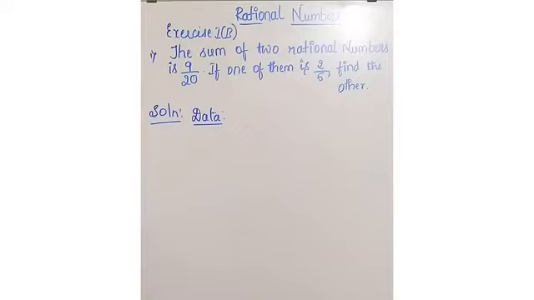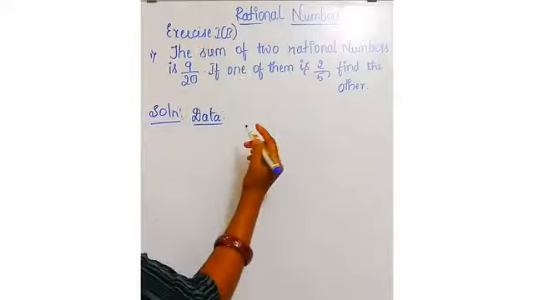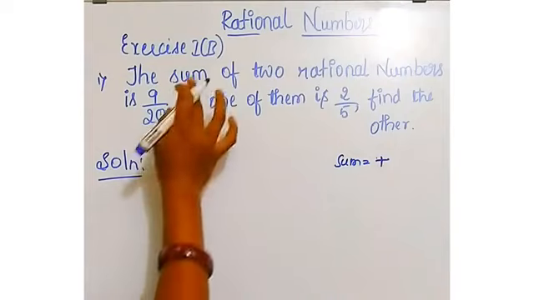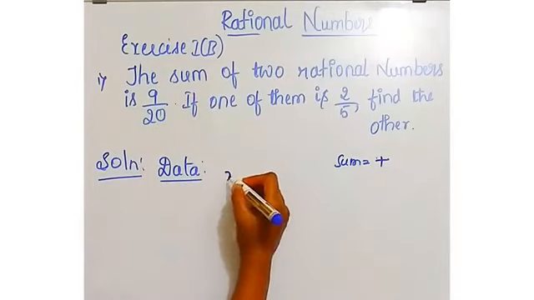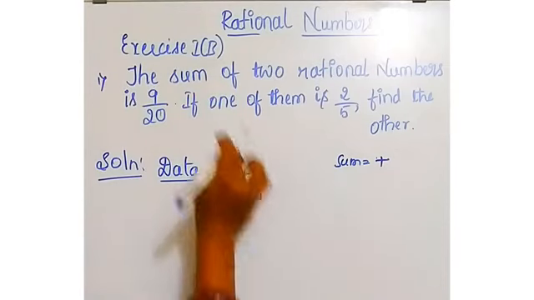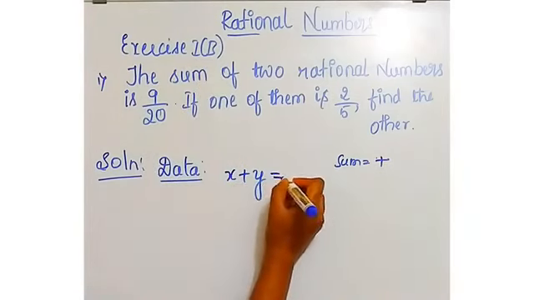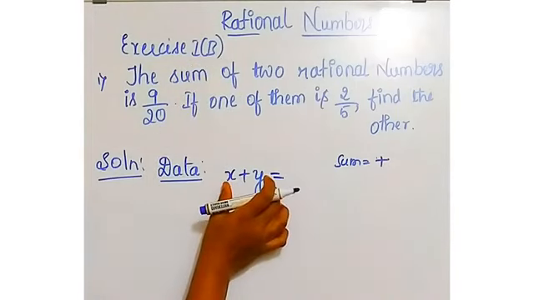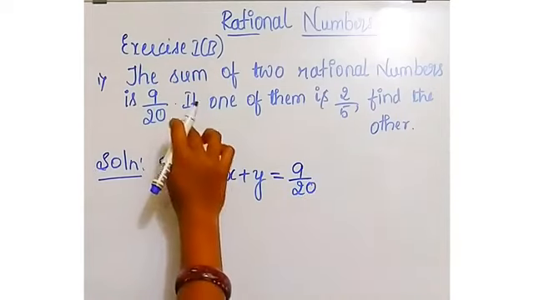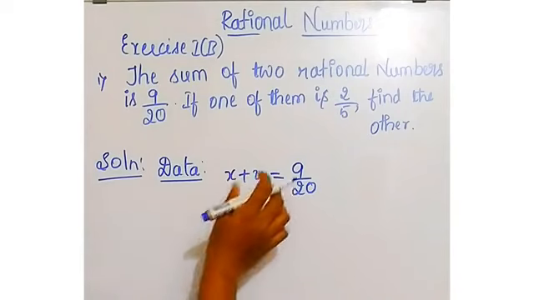Okay, first we will take up the given data. The sum of two rational numbers is 9 by 20. Sum indicates addition. Here the two rational numbers I'll take as the variables x plus y. I am taking plus because the question gives the sum, equal to 9 by 20. In that, one of them is 2 by 5.